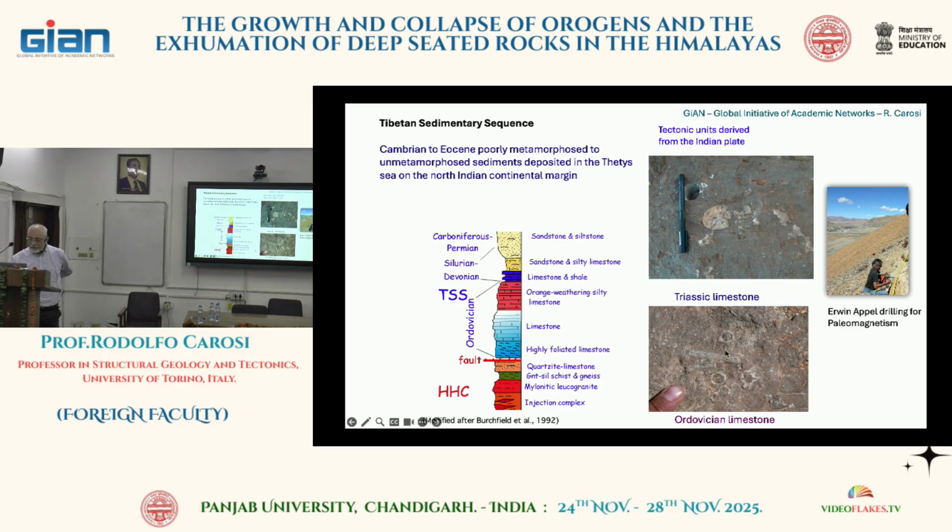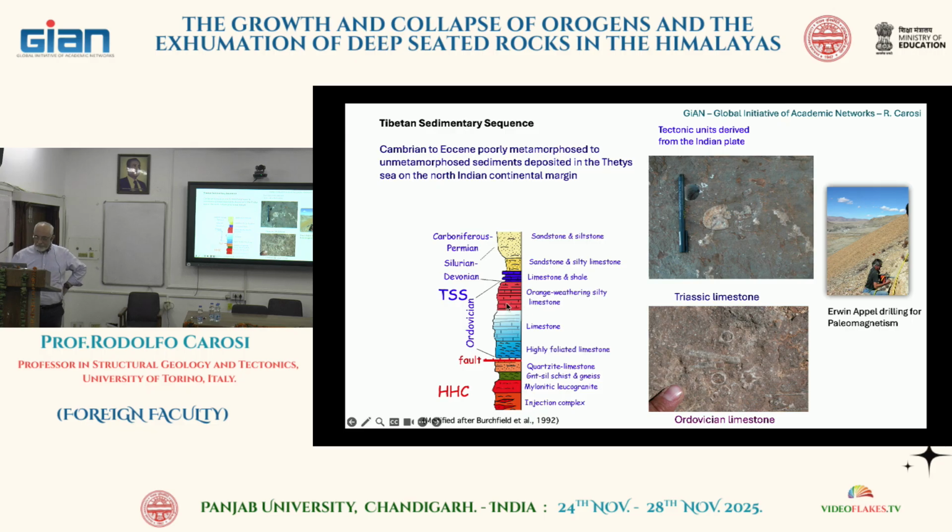Just a look at the rocks. Here you can see some Triassic limestone, some Ordovician limestone. This is a drill for paleomagnetic studies. This is Appel, a German geologist working on paleomagnetism of the Himalaya. He's quite famous. And in this very simplified geological section, you can see the lower part of the Greater Himalayan sequence, the South Tibetan detachment, then the Tibetan rocks with limestone, and at the base the limestone is strongly foliated and with a little bit of metamorphism.